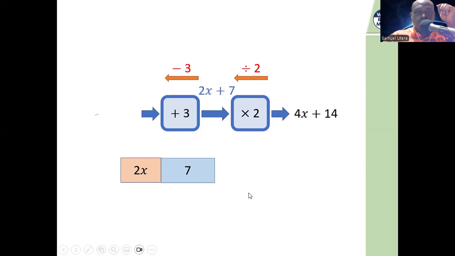So here we have this. Because when you subtract 3 from the 7 block, you now have 4. So now you have 2x plus 4 as your input.